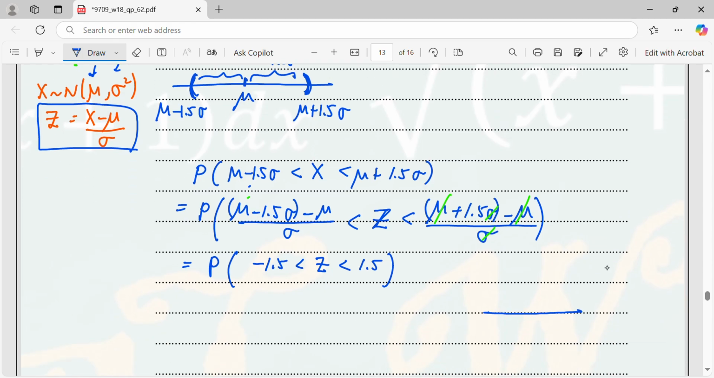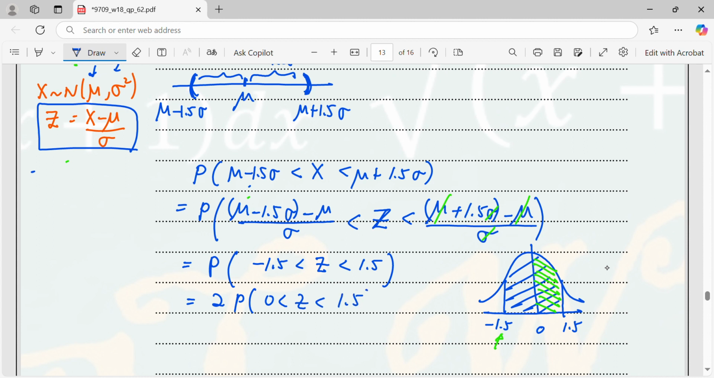So now I will sketch a graph. Here is negative 1.5 and the other side 1.5. So since it is in between, this is the region, but I know that it is symmetrical. When it is symmetrical at the origin, the total region is actually double of this green region. The purpose I flip it to the right side, which is the green region, is because I don't want the negative. The negative is not available in the normal table. So now this is double of z between 0.0 and 1.5.